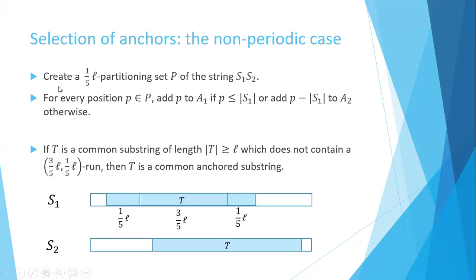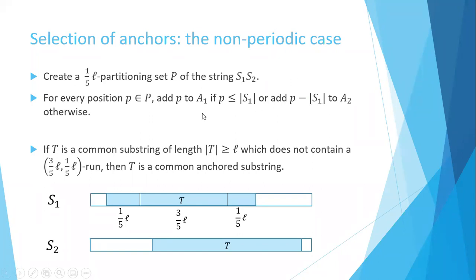Okay, so what we do is we create some partitioning set, some 5L partitioning set P of the string S1 concatenated with S2. And we just create the sets A1 and A2 from P. So the idea is if P is less than or equal to the length of S1, then take it to A1, and otherwise take P minus the length of S1 into A2.